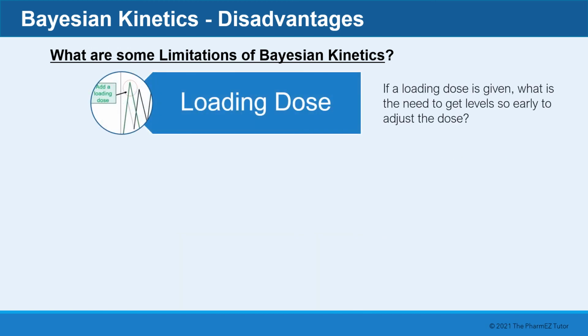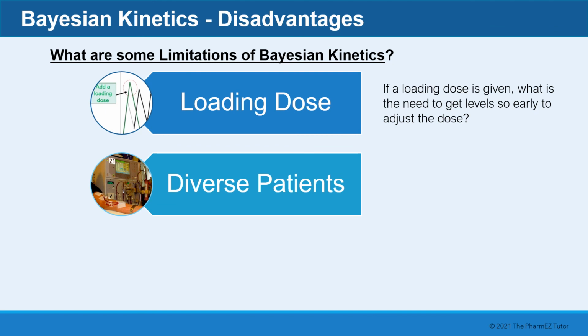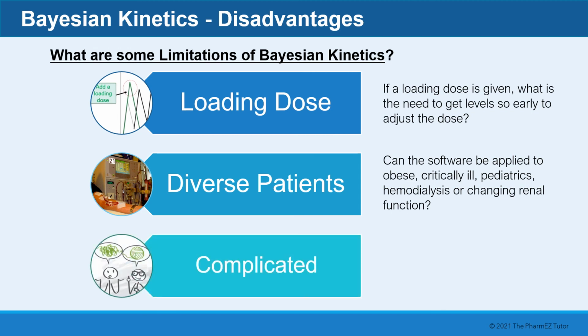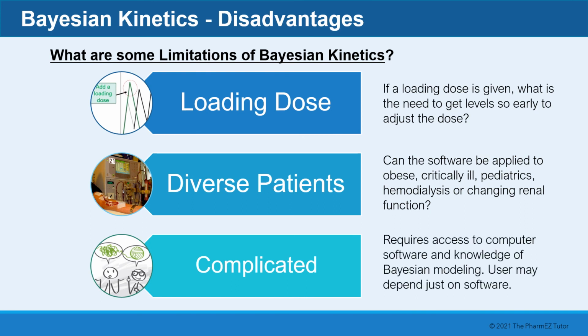Loading dose. If a loading dose is given, what is the need to get levels so early to adjust the dose? Diverse patients. Can the software be applied to obese, critically ill, pediatrics, hemodialysis, or changing renal function types of patients? And complicated. It requires access to computer software and knowledge of Bayesian modeling. The user may just depend on the software.